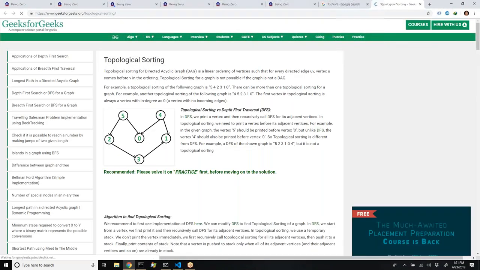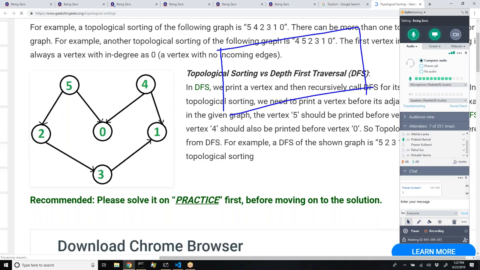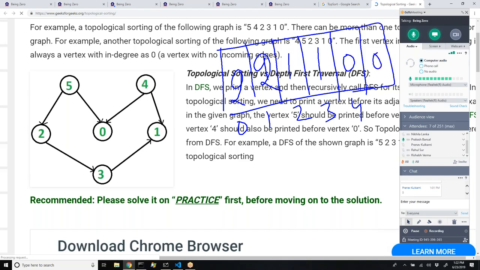Yeah, let's pick this. And what is the in degree of every vertex? 0 has in degree of 2. 1 has in degree of 1. 2 has in degree of 2. Sorry, yeah, 2 has 2, 3 has 1, 4 has 0, 5 has 0.